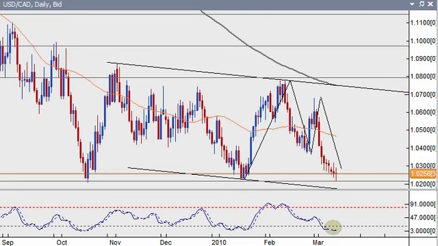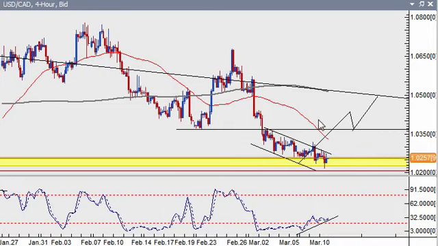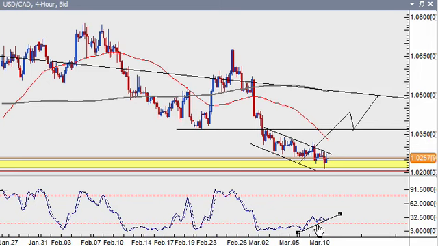Looking at the 4-hour time frame, we see the market establish a declining channel after this very strong decline. This was deceleration towards our bottom here at 1.02, and there is an early warning of reversal, as we do have a divergence here.